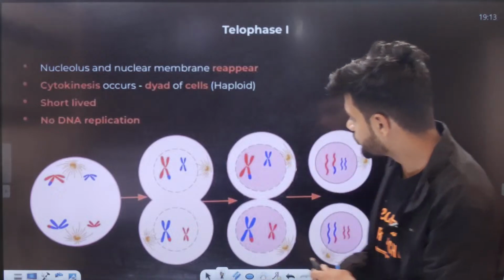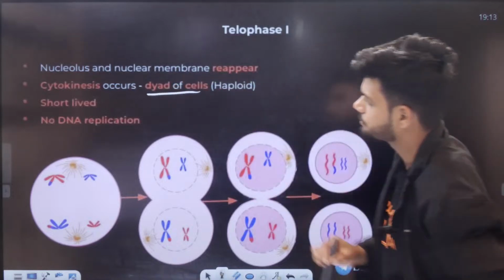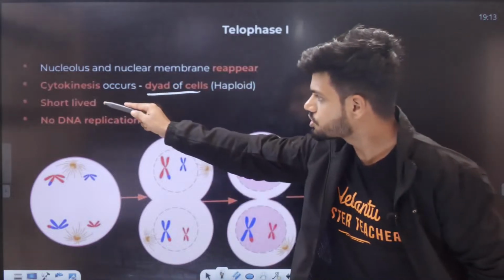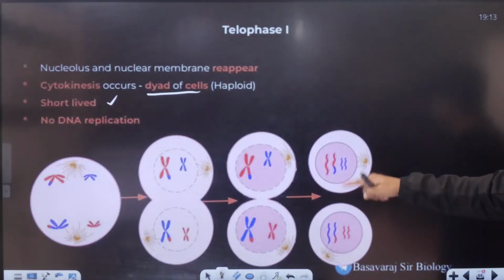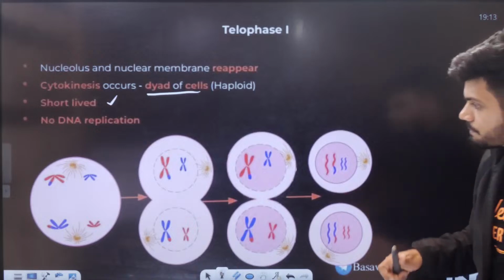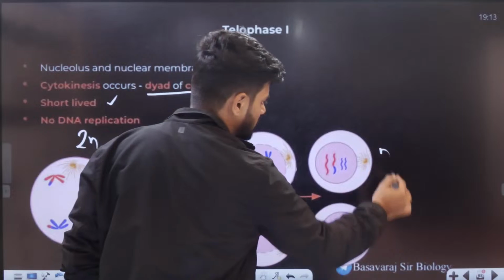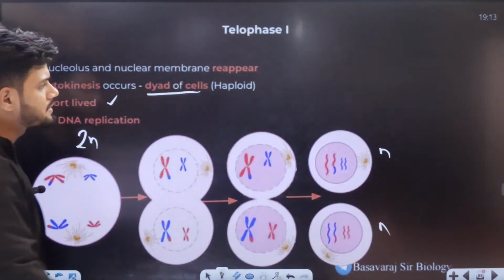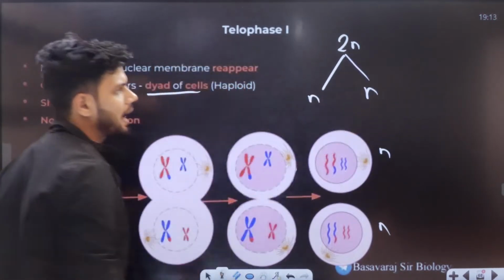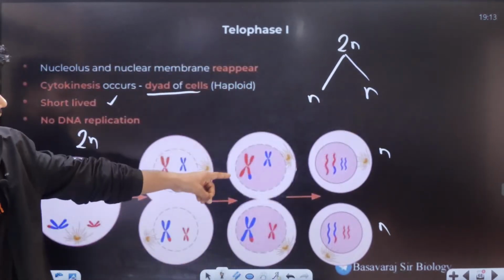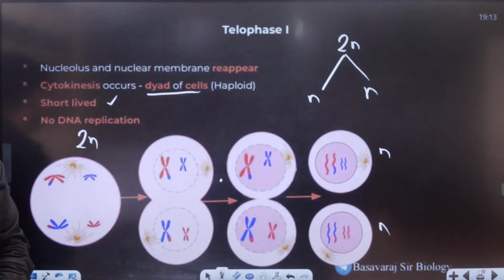And here we have something called a dyad of cells. Okay. It is very short-lived and there is no DNA replication. After this, we get two cells. That is, cytokinesis happens here. Now from an entire diploid cell, we are getting two haploid cells. That is, one diploid cell gave rise to two haploid cells. This right here is called a dyad of cells. We are here right now. Telophase 1.